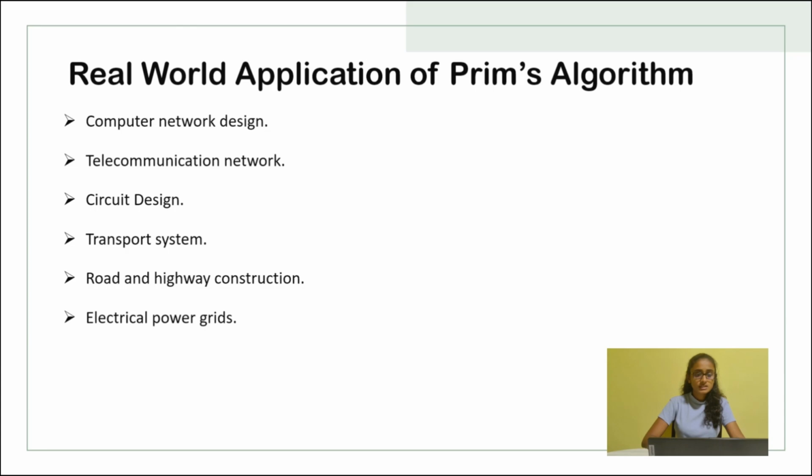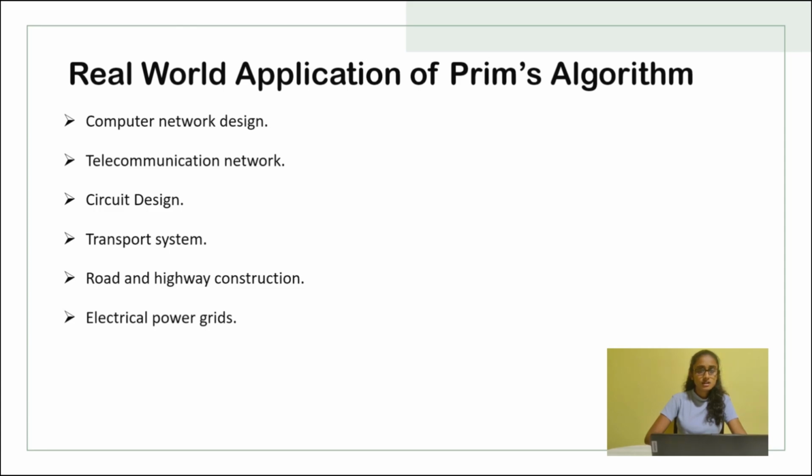Our next topic is real-world application of Prim's algorithm. First one, computer network design. Used to connect computers and servers with minimum cable cost. Next one, telecommunication networks. Minimize the cost of laying telephone or fiber optic cables. Third one, circuit design. Used to minimize wire length in integrated circuits.